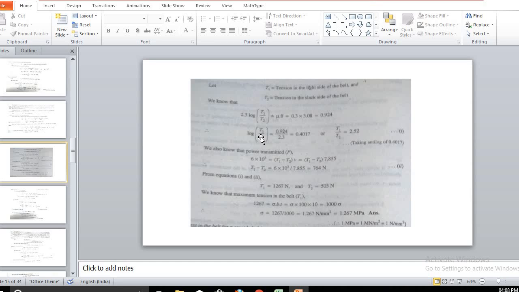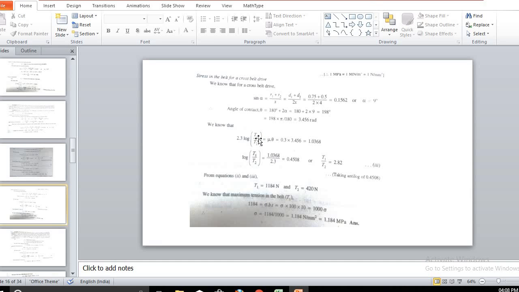Now for the cross belt drive, the same procedure is repeated. Only the angle of contact is changing in this case. Sin alpha is equal to (R1 plus R2) by X, and theta is equal to 180 degree plus 2 alpha. These are the small changes in the cross belt drive. All other procedure remains the same. So theta is changing here. In open belt drive this theta is different, and in cross belt drive this theta is different.